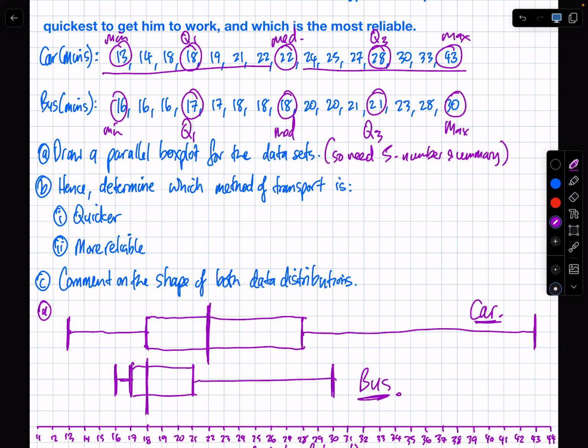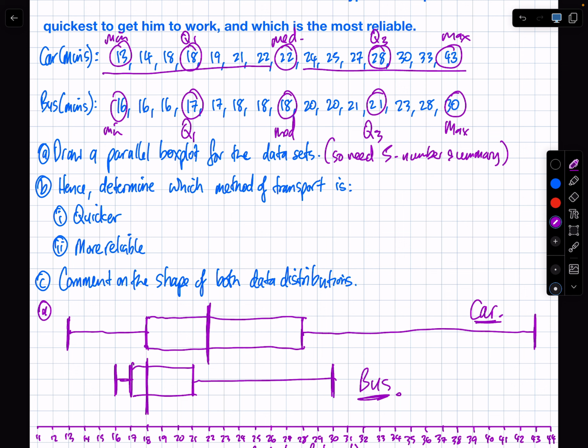That's your parallel box plot drawn after we found the 5-number summary. You've drawn a picture of it. They're on the same axes. And hopefully you can see why, by drawing them on the same axes, it becomes very clear which is more reliable. Hence determine which method of transport is quicker?